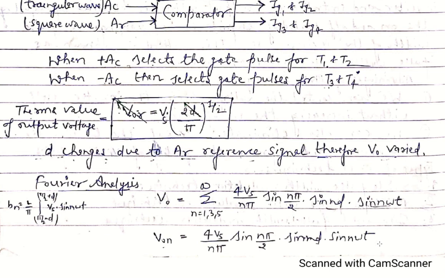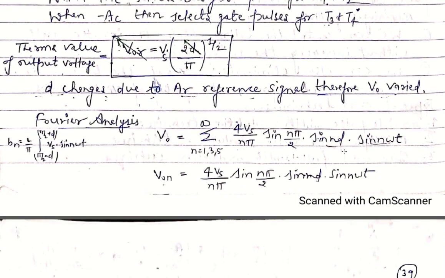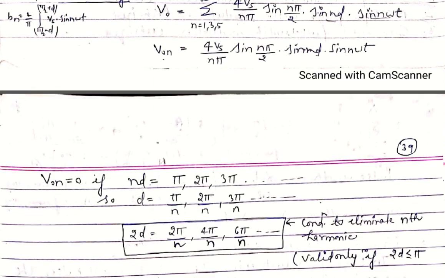Now we have to eliminate a particular number of harmonics, a particular sequence of harmonics. Then what we will do is put the value of n into this expression. See, v0n equals 0 if nd equals pi, 2 pi, 3 pi. If we put nd as an integer multiple of pi, then sin of that multiple of pi will be there, so it will make the whole expression 0.